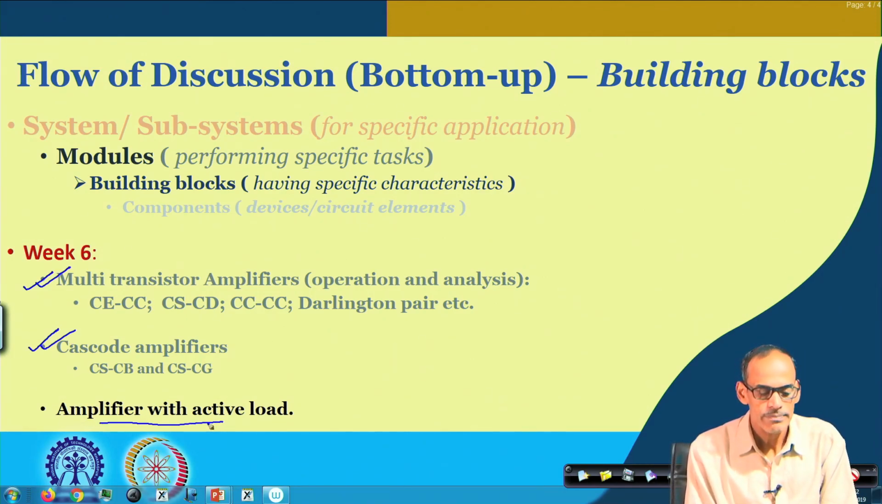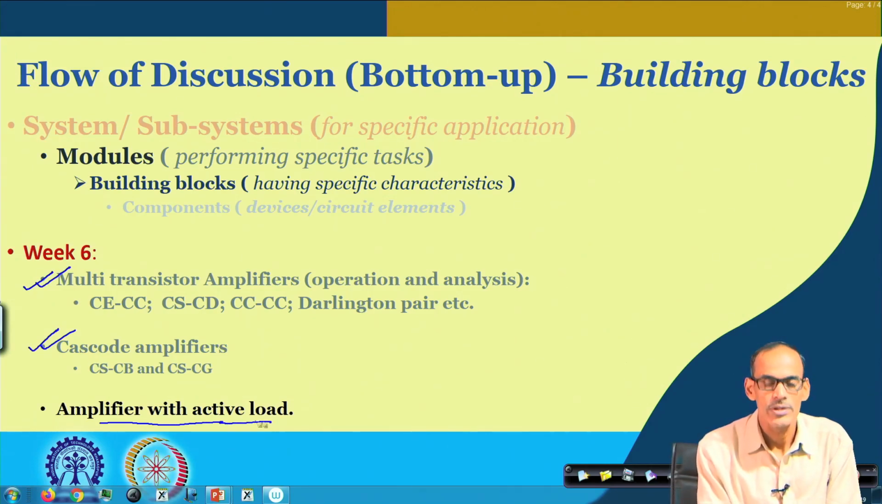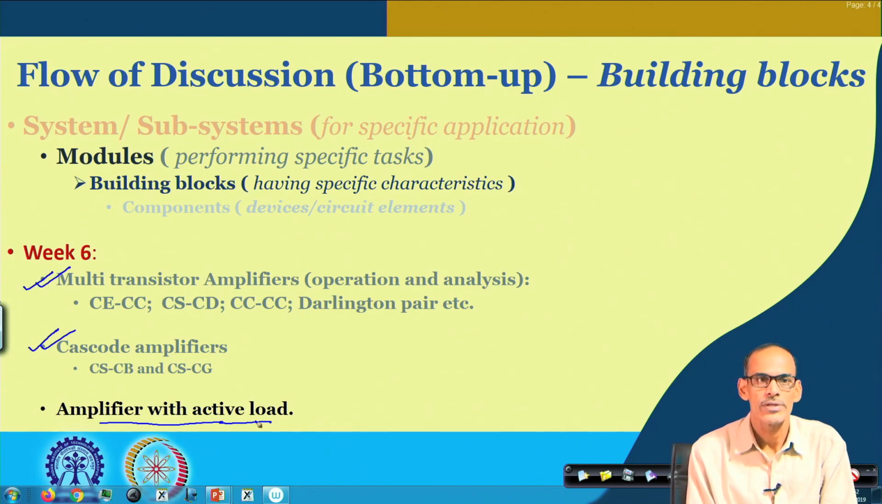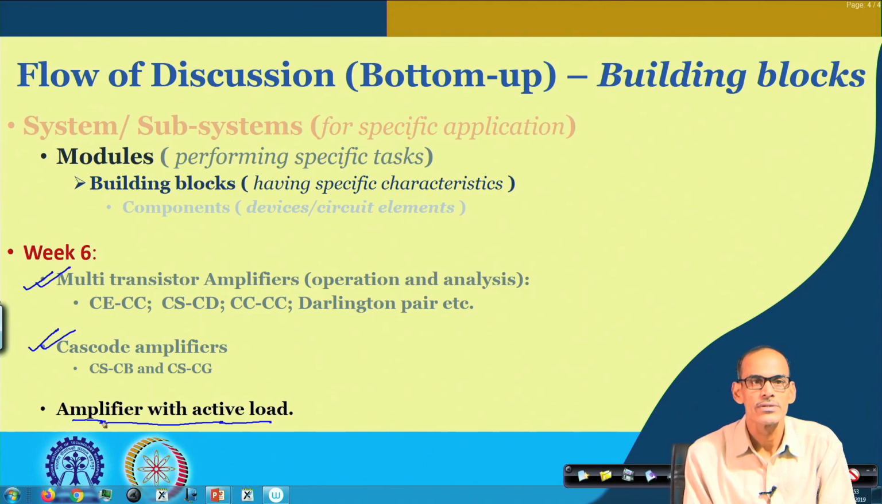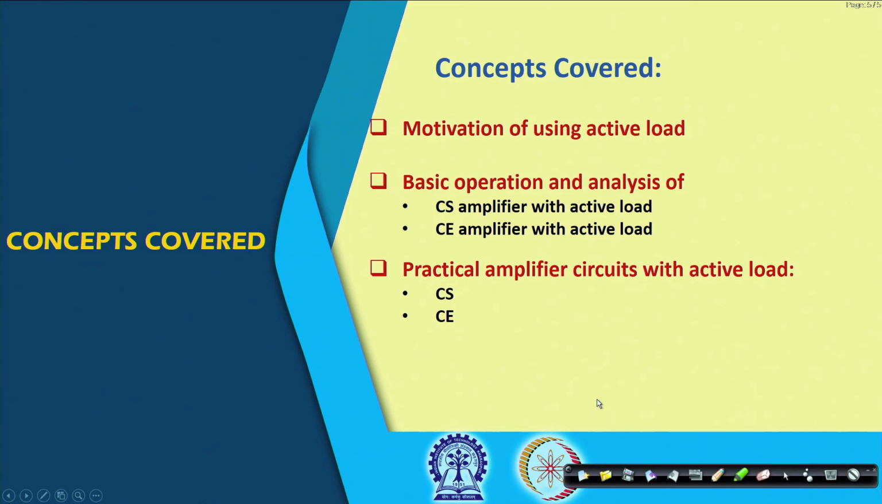Incidentally, when we talk about active load, the amplifier has multiple transistors. So, you may say that this is also a special kind of multi-transistor amplifier, but we like to explicitly say that it has a unique characteristic, where the passive load gets replaced by a load utilizing a MOS transistor or BJT transistor. So, though it is a multi-transistor amplifier, characteristic-wise the load part is replaced by another transistor.